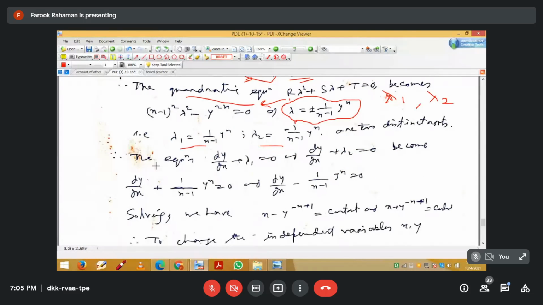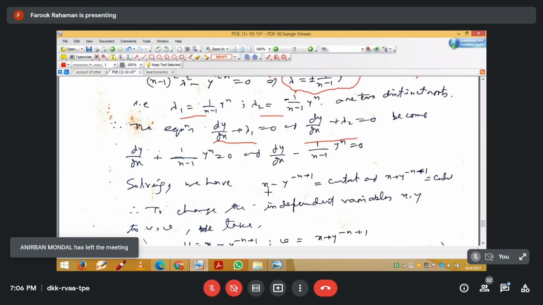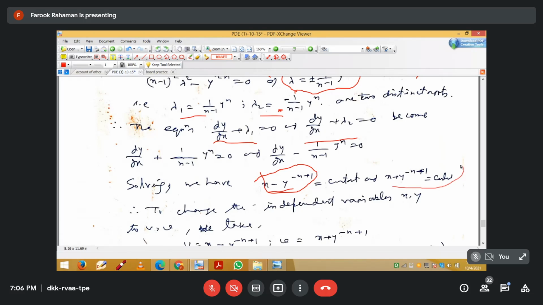Now our task is how to solve it. Taking the first, lambda 1, one can use this differential equation, and one can easily solve it. So this is our first transformation equation, U. Similarly, by using the second one, one can solve it for this one. So this is our V. This is U, and this transformed form is our V.